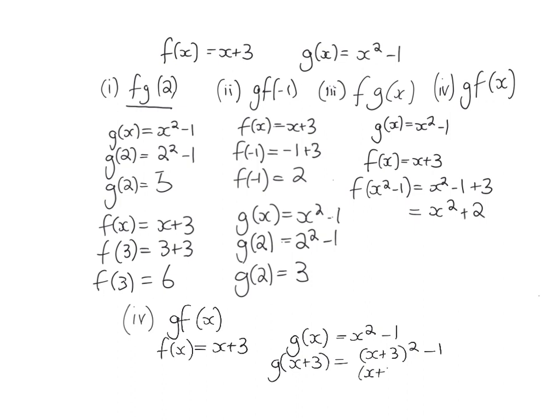So to multiply out these brackets then, I hope we're okay with multiplying out the brackets. We'll end up with x squared plus 3x plus 3x plus 9 minus 1. And finally at the end we'll get x squared plus 6x plus 8. And that's our answer for that one.